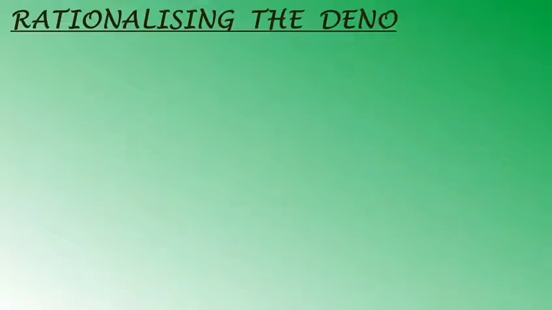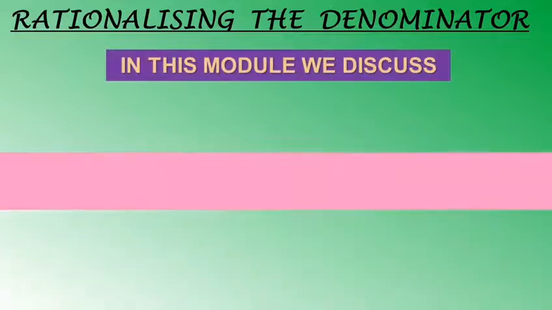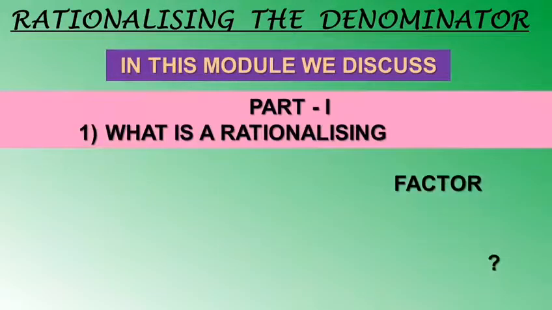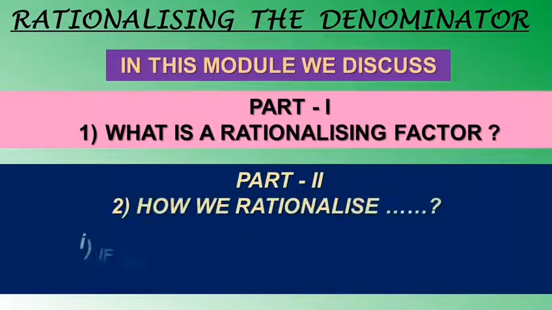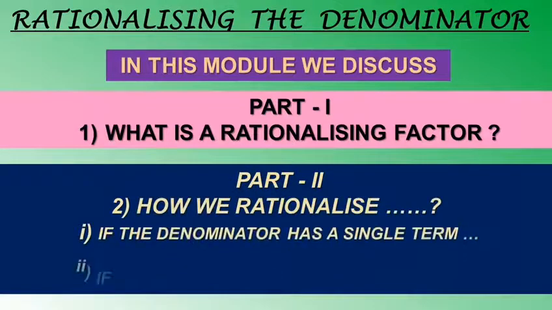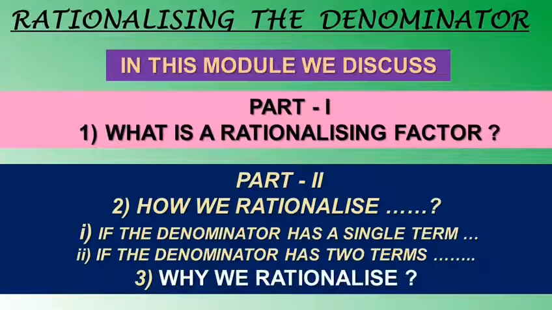Hi children, my goal in this session is to help you understand rationalizing the denominator. This module is divided into two parts. In the first part, we will discuss what is a rationalizing factor. In the second part, we discuss how we rationalize if the denominator has a single term and if the denominator has two terms, and moreover, we will discuss an important point: why we have to rationalize.